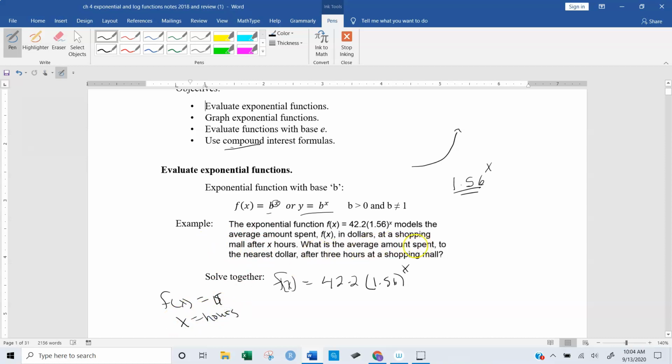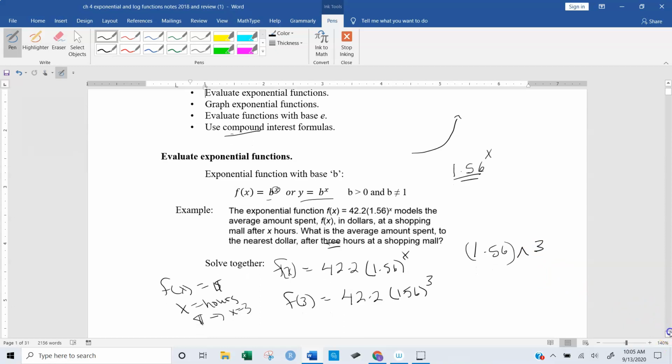Okay, what's the average amount spent to the nearest dollar after 3 hours? So now we have to find dollars when x equals 3, so we're finding f of 3. You need your calculator to do this because you're just going to type it in. So you're going to hit 42.2 times 1.56 to the third power. On some of your calculators, you'll have to do 1.56, then the caret, and then put a 3 to get the third power.